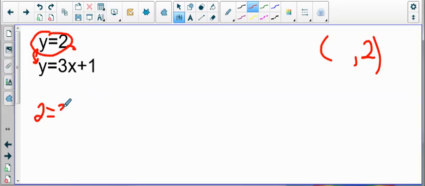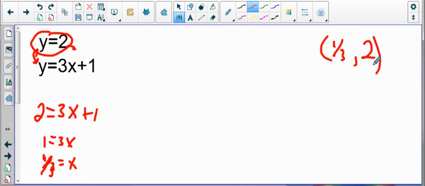So 2 is equal to 3x plus 1. Take 1 away from both sides. 1 is equal to 3x. Divide 3 out of both sides. So 1/3 is equal to x. There you go. So I know that these two lines, where they cross, the x is 1/3 and the y is 2. All right, we'll look at a couple more examples in the next video.